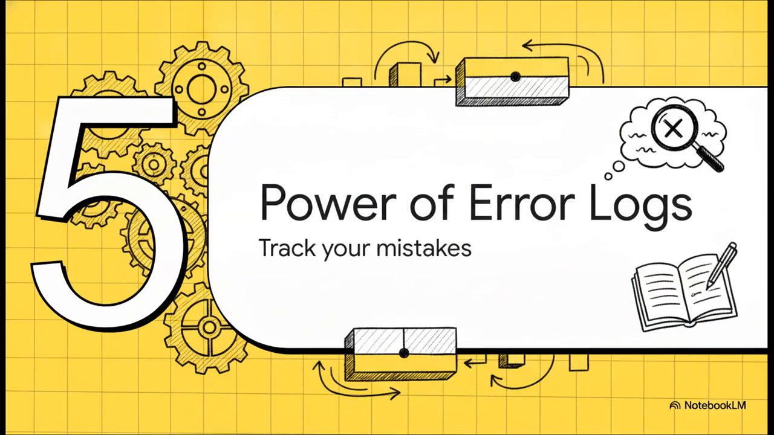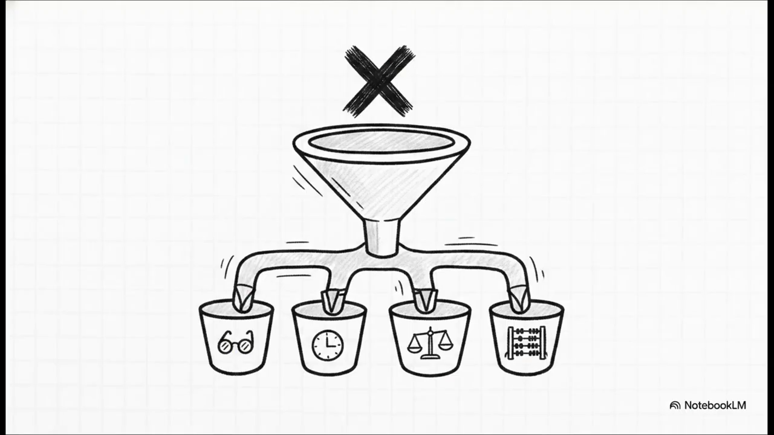Okay, so you're doing practice problems, you're focusing on output. Now we need to optimize our system by looking at your feedback loops. Welcome to Section 5, the power of error logs. The crucial takeaway here is that simply knowing you got a problem wrong just isn't enough. You need to record exactly why you got it wrong.